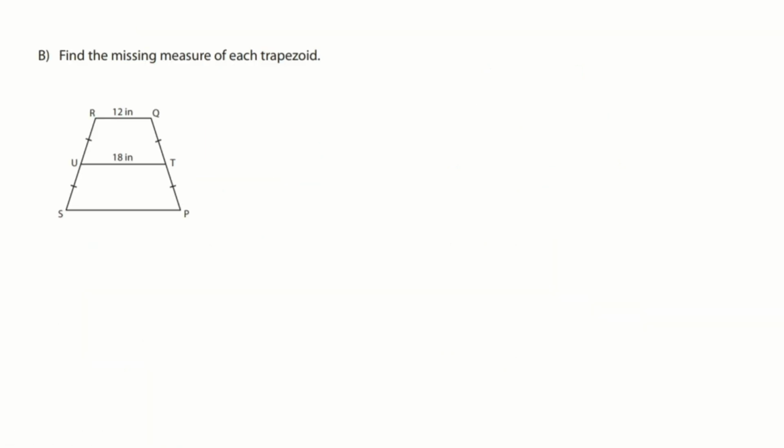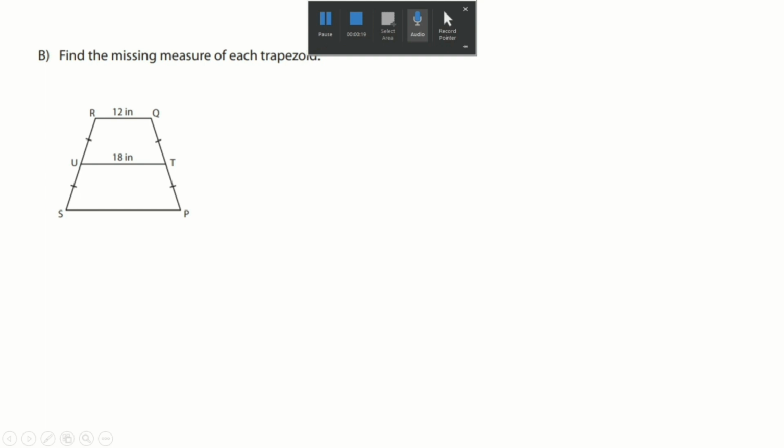And now, for our last example, I want you to find the missing measure of the given trapezoid. So, you use or find first the formula in order for you to find the measure of segment SP, or the base SP.